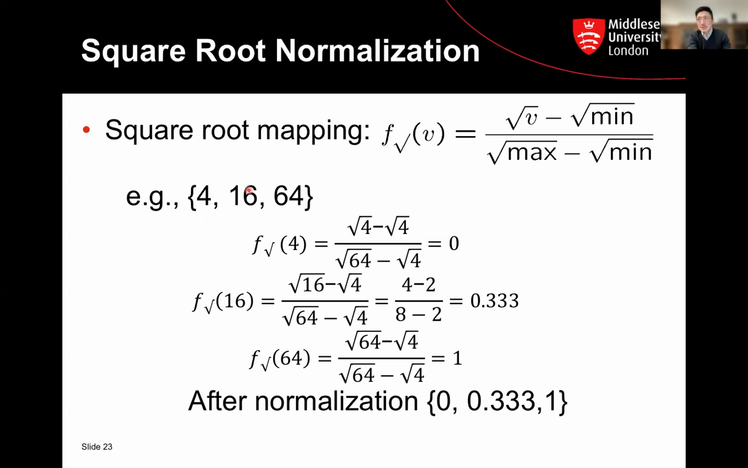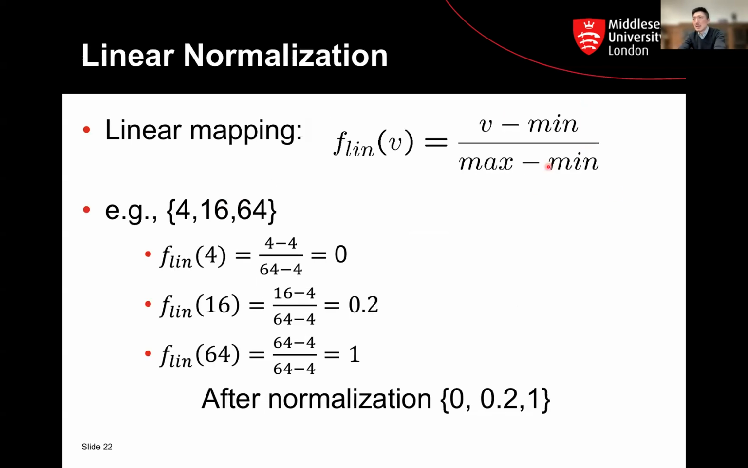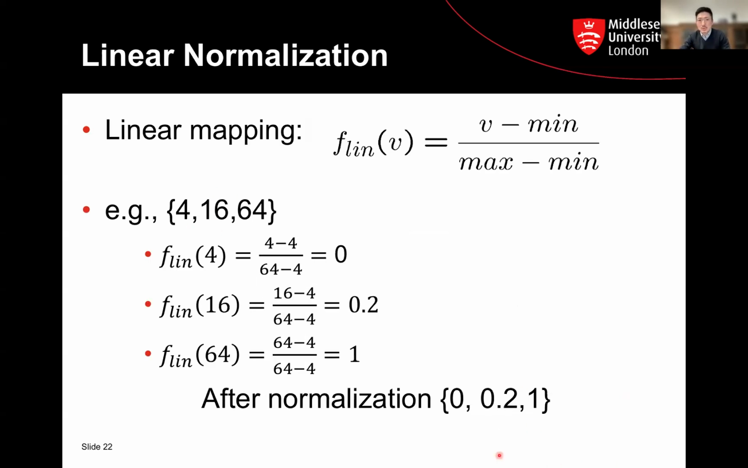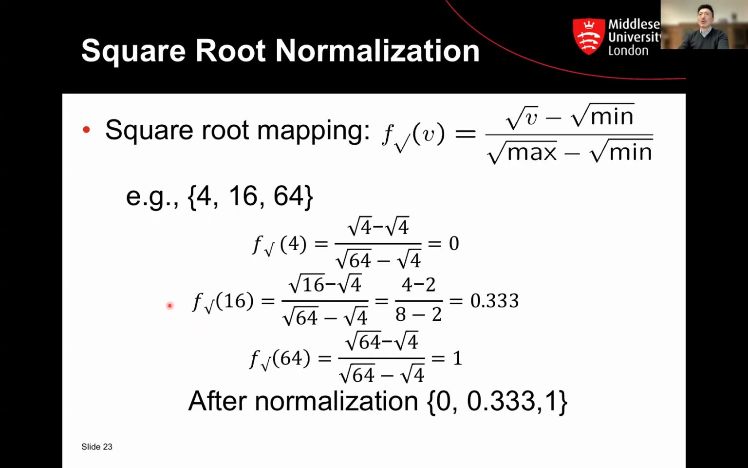So in this case, we're going to do square root. You can see the formula here. Compared to this one, all these variables are the same, except it now has a square root on top. That's the only difference. And in this case, 16 is now 0.33 instead of 0.2. Okay. Again, there's no right or wrong mapping, and you need to pick either linear or square root or some other way, depending on the actual application, which one actually matches the real world better.